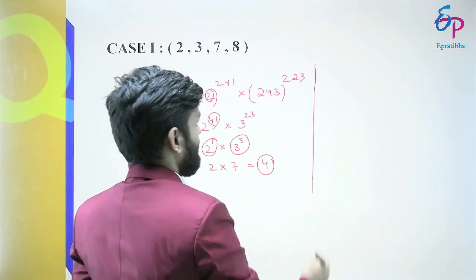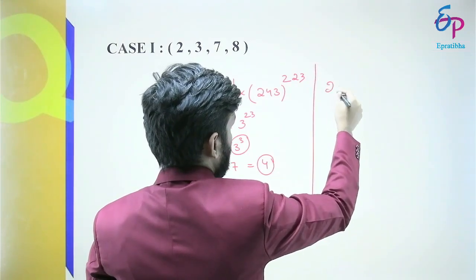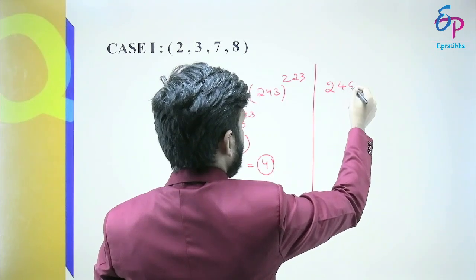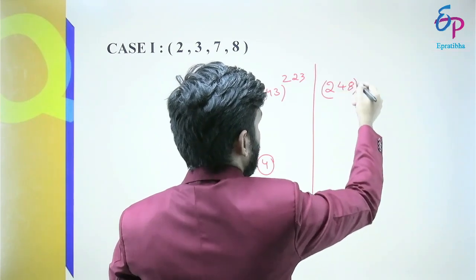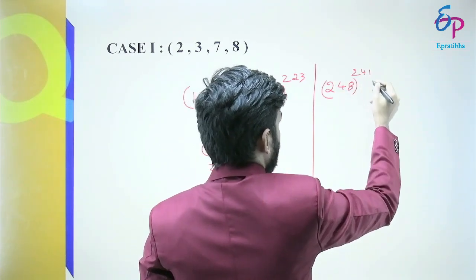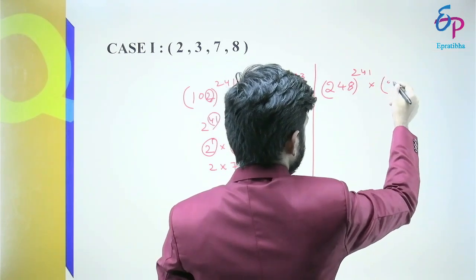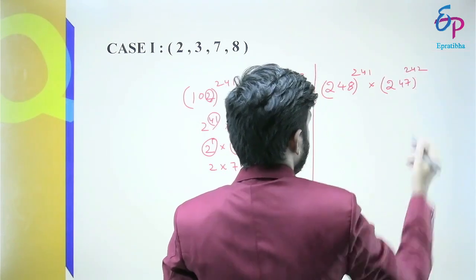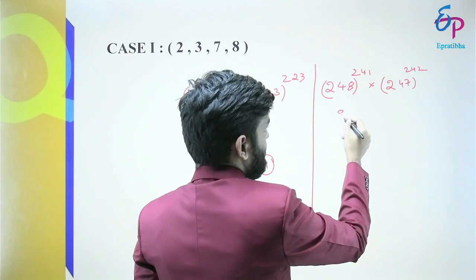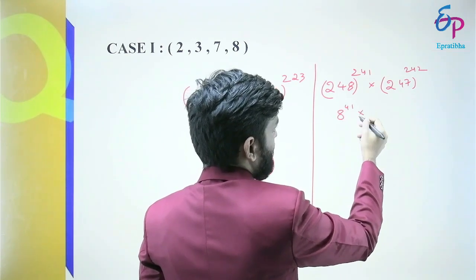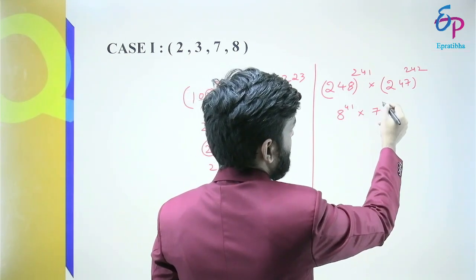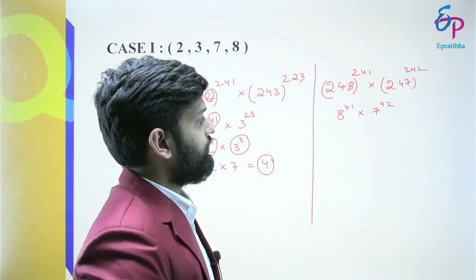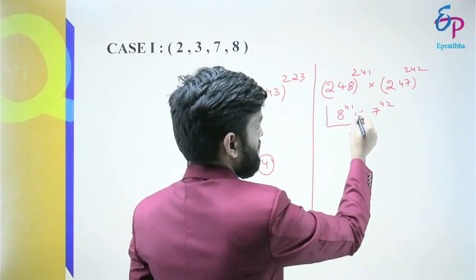Now if you have 8 power 41 into 7 power 42, what is the short form here? 8 power 41. And what is the short form here? 7 power 42. What is the unit digit of this particular number?